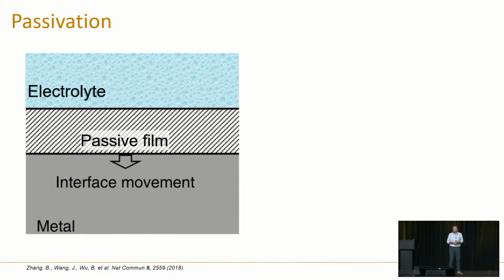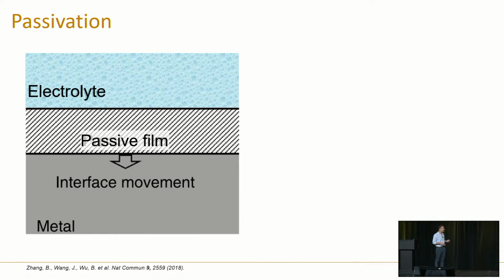I guess it's probably known, but I should probably say it, the way passive films grow is they don't grow like flowers out of the ground. They grow by the interface moving into the metal or the material or the alloy, because that's the source of ions and atoms, right? So this is what we think of as a simplistic view.